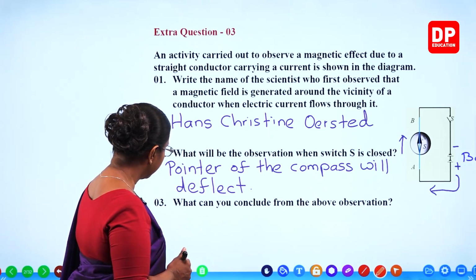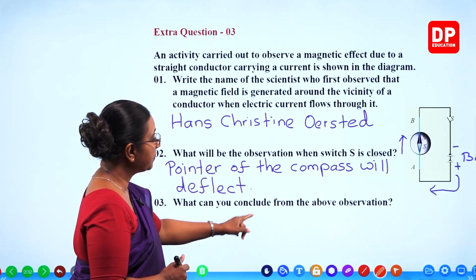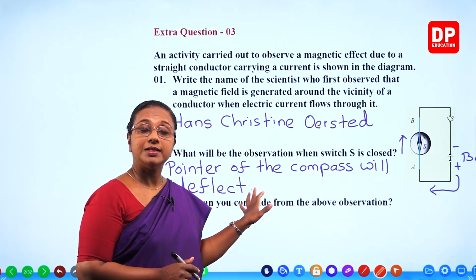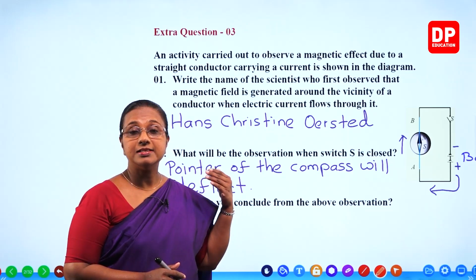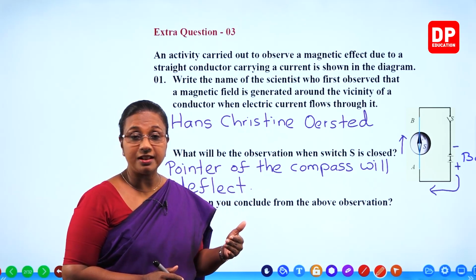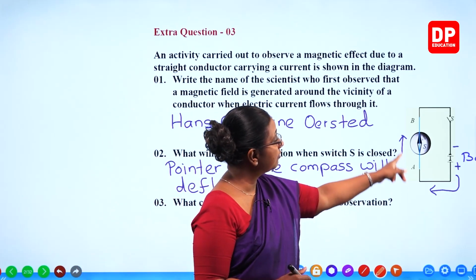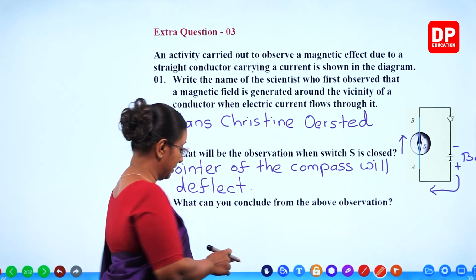Then the third one. What can you conclude from the above observation? What can you conclude? That there is a magnetic field generated due to the current flowing through the conductor AB.